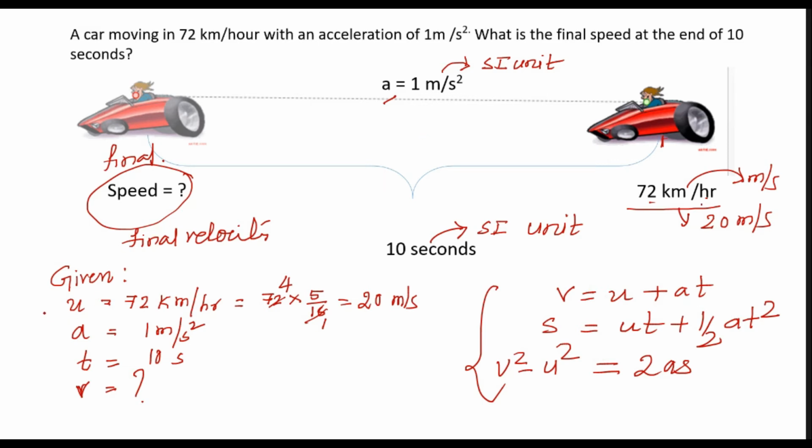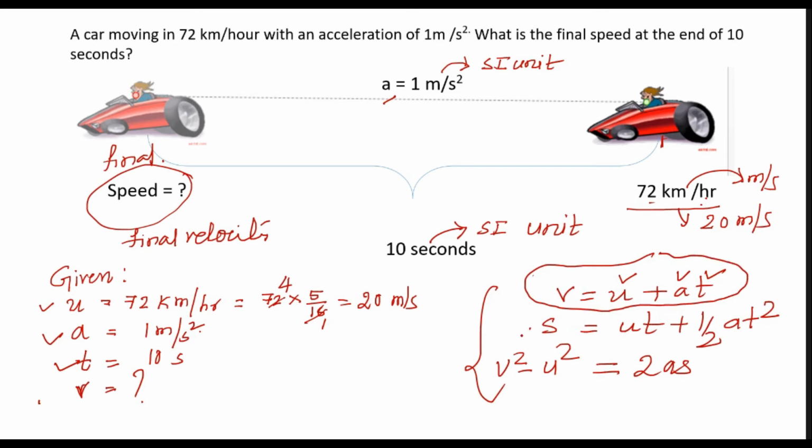Alright, now look at this. u is given, and u is there in this equation. a is there with us, 1 meter per second square. a is also with this equation. t is also in this equation. And what is to find? v. So you can simply use this equation: v is equal to u plus at.